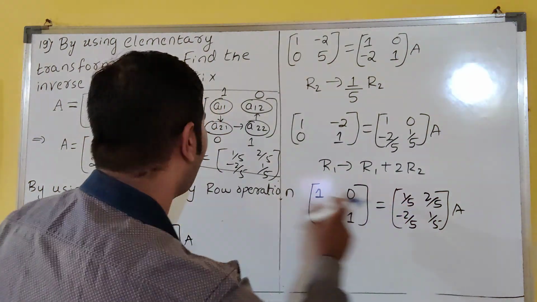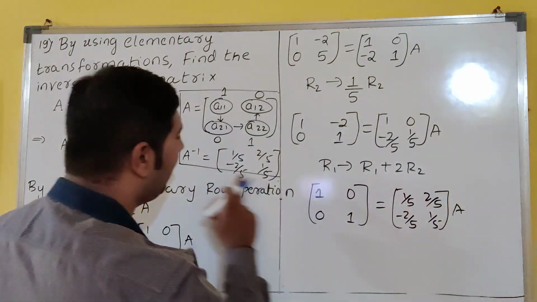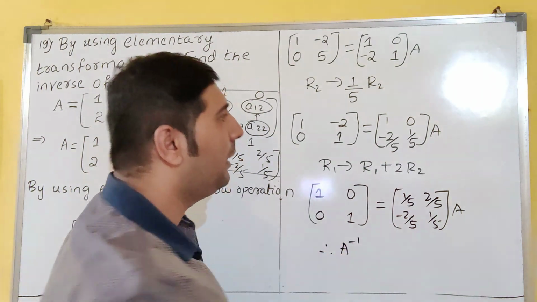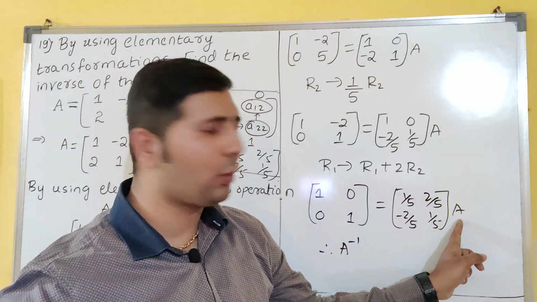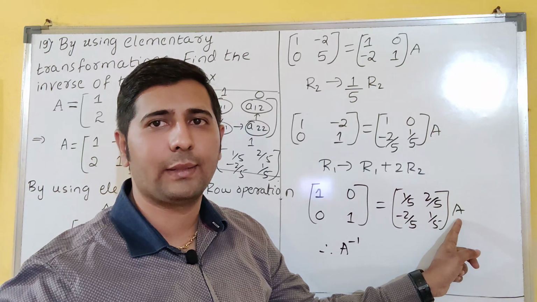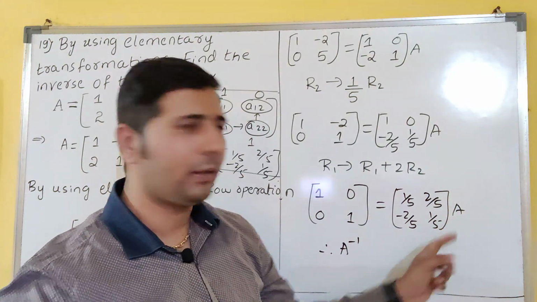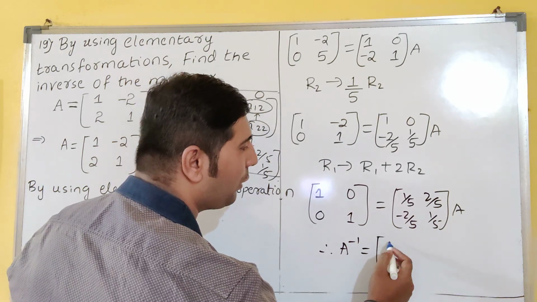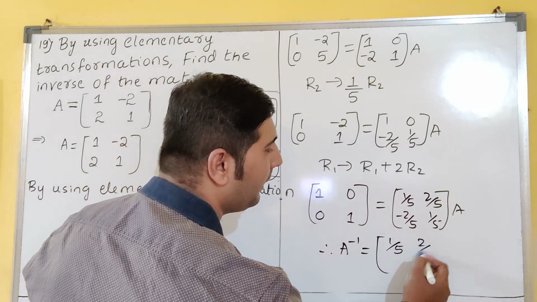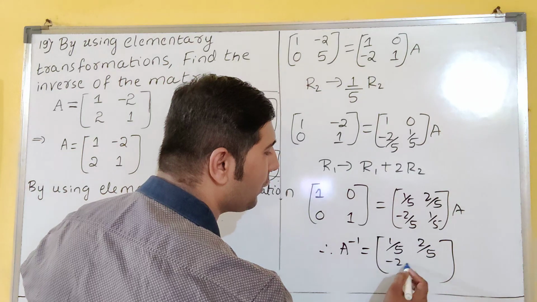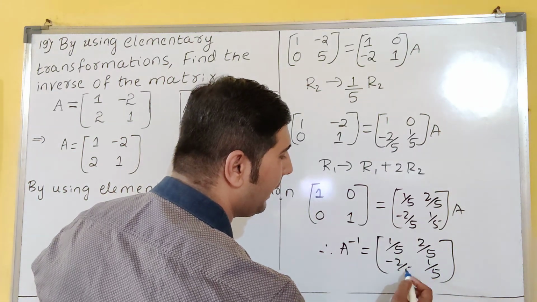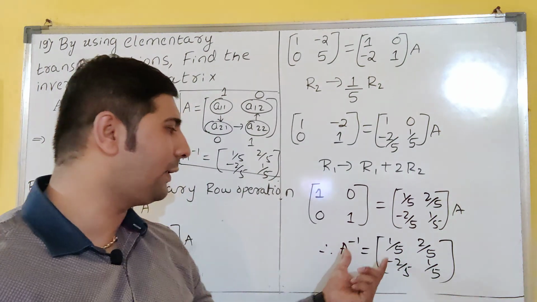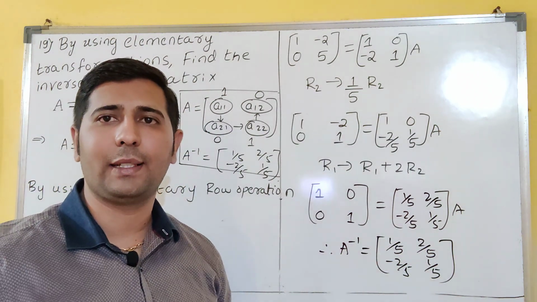So now see, you compare with this: 1 by 5, 2 by 5, minus 2 by 5, 1 by 5. Therefore, you have to conclude. Everywhere A into you have to multiply. You will forget in the exam, dear students. Don't forget into A. Last time you should not write. Here this is what? A inverse. Conclusion: it is 1 by 5, 2 by 5, minus 2 by 5, 1 by 5. Here into A will not come, dear students. A inverse, you understood? So this is our answer, dear students.